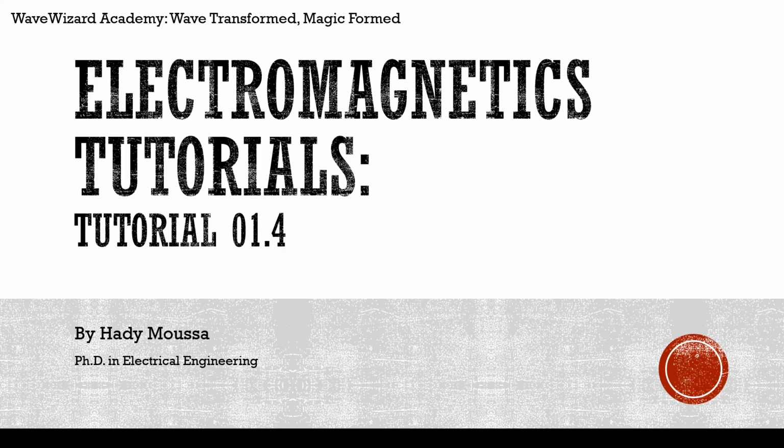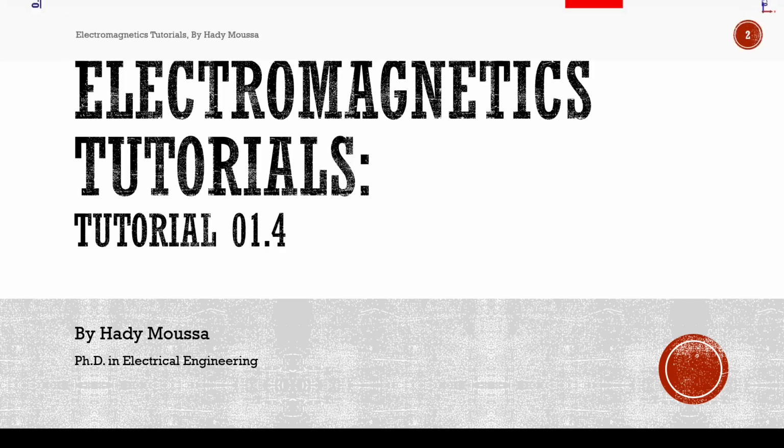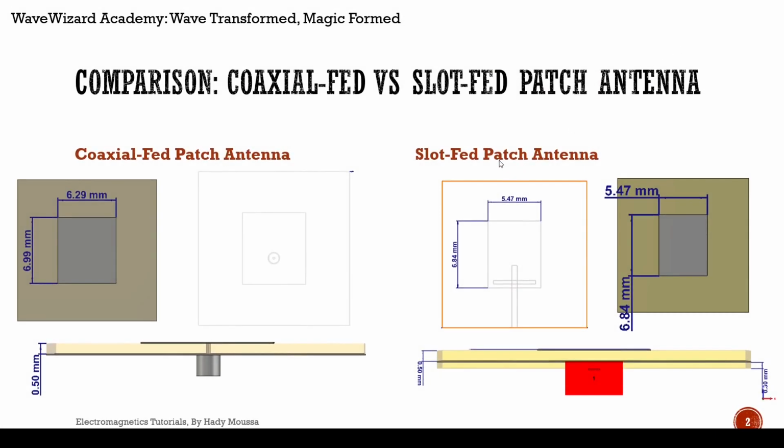In this video, I will try to compare the two previous antennas we have designed. One of them was a slot-fed patch antenna, and the other was a coaxial-fed patch antenna. In both examples, I maintain the same stack of the antenna, the same substrate height and the same material, and I just do different feeding.